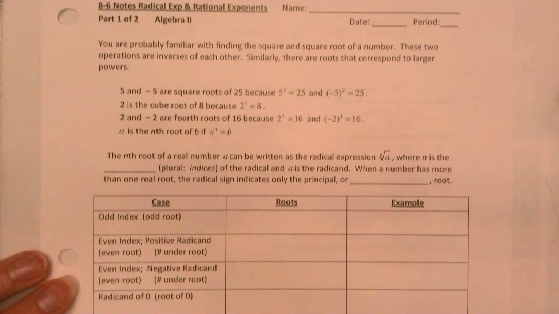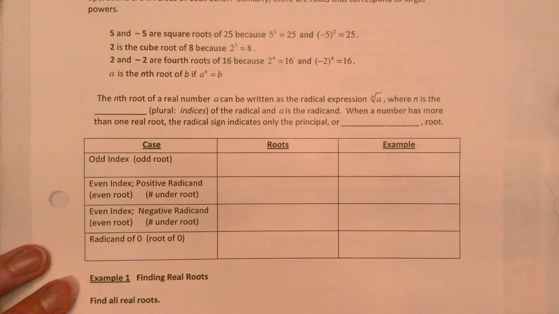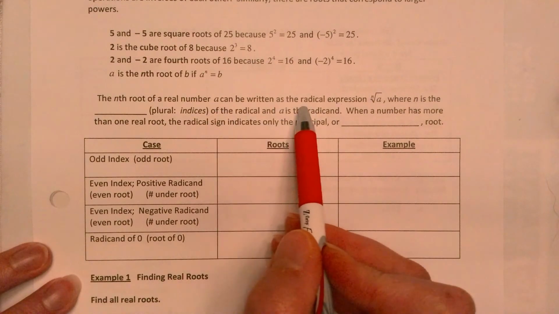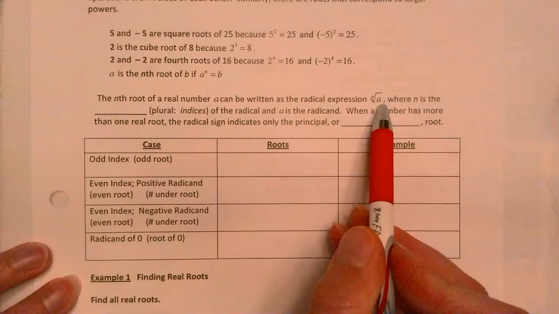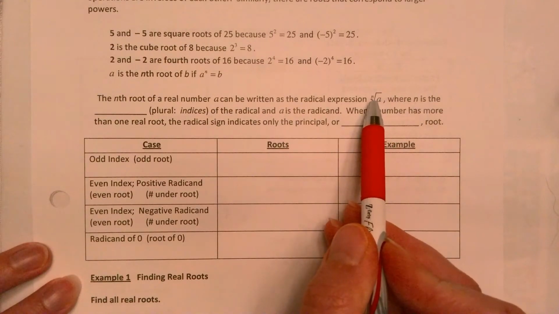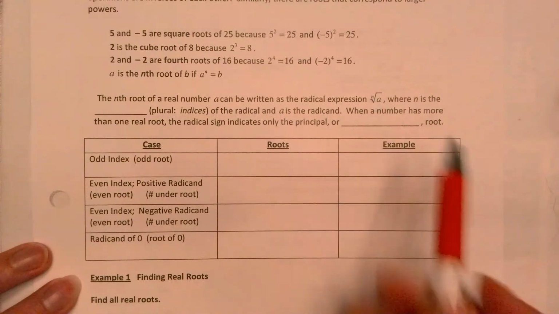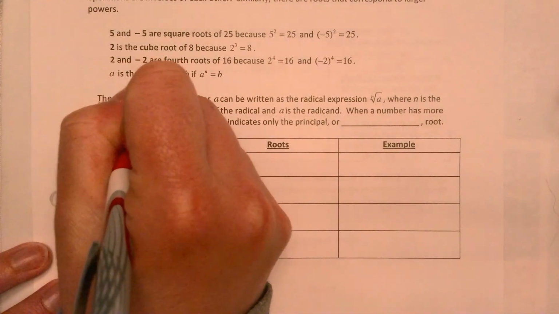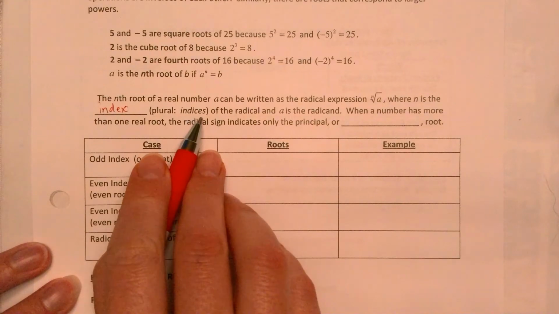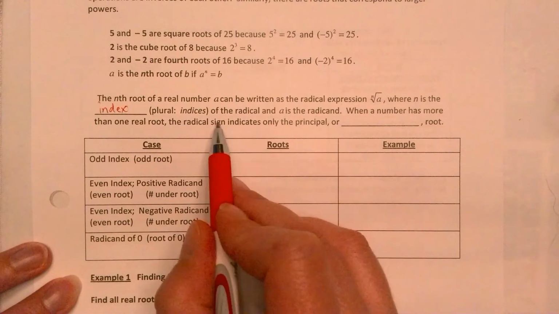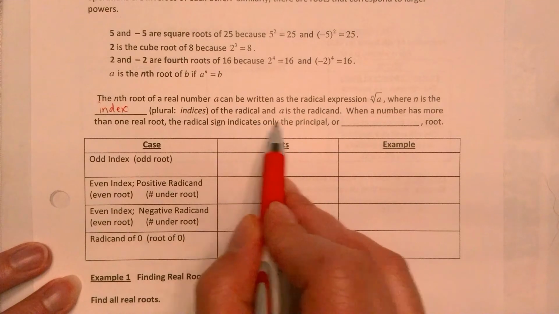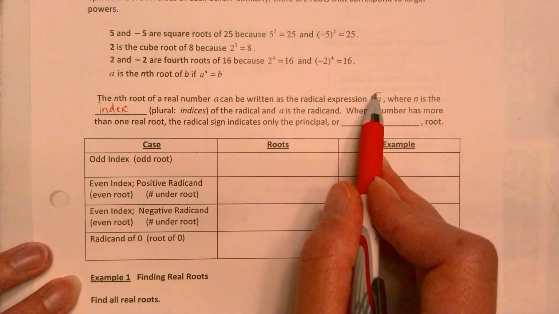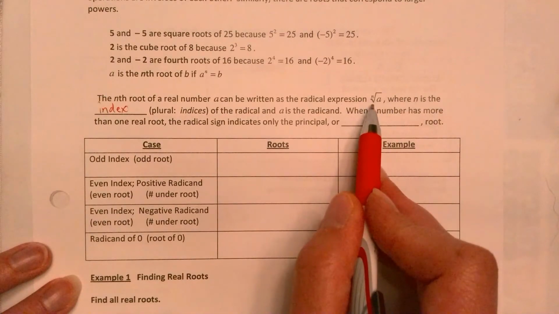All right, so let's go ahead and put some information down to help us. The nth root of a real number, a, can be written as a radical expression, nth root of a. All right, and that number goes in the crook of your radical symbol, where n is called the index. Plural would be indices or indexes, depending how you say it. So the index of the radical, and a is called the radicand. So a is the radicand. It's the nth root, and n is the index, and that's your radical symbol.